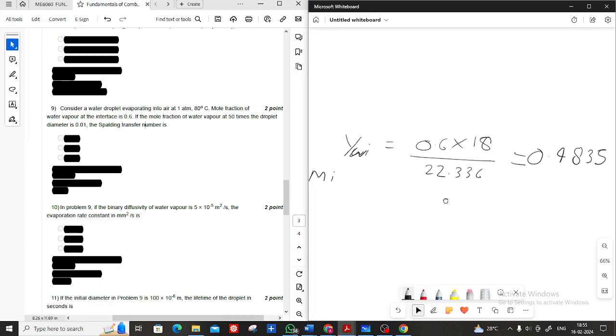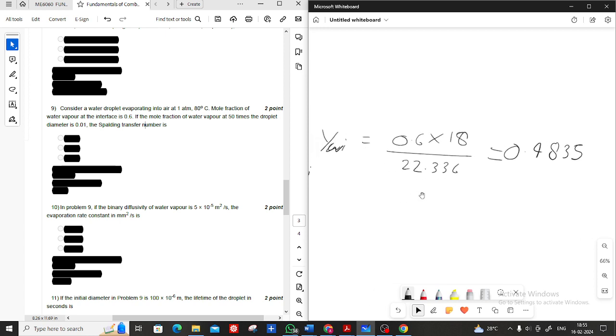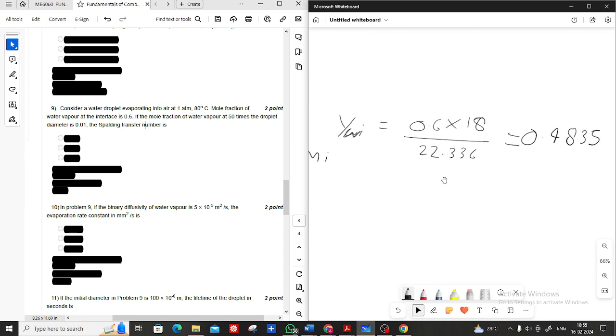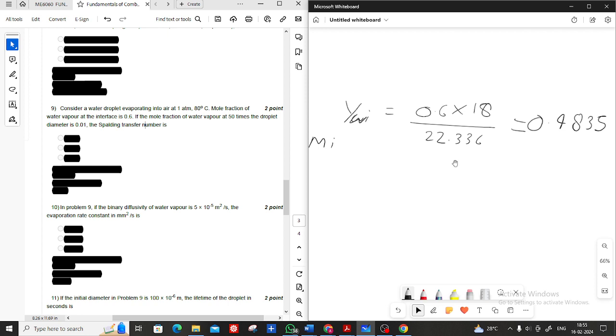Sir, I solved for Y infinity. It turns out to be 6.265 into 10 raised to minus 3. Is it correct? At infinity, the mass fraction? Yes, it may be correct. See, Y infinity is equal to what they have given, 0.001 into 18 upon the molecular weight of the mixture. Sir, it is not 0.001, it is 0.01 only.